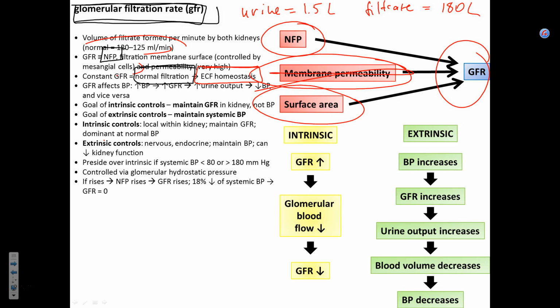What is more important? Constant GFR or normal blood pressure? It turns out that in the range which is outside of more or less normal blood pressure, extrinsic controls that regulate blood pressure will dominate over intrinsic. Does that make sense? Do you understand what I'm trying to say?